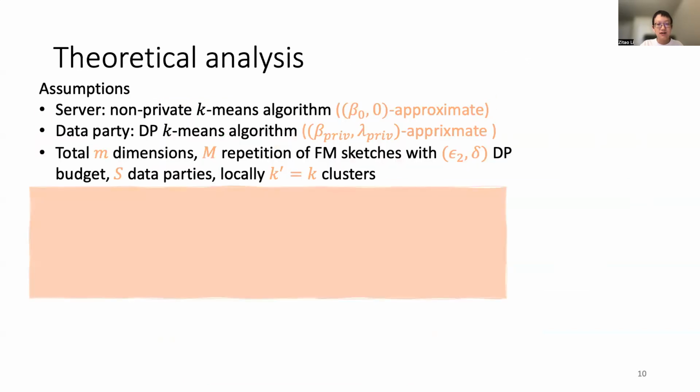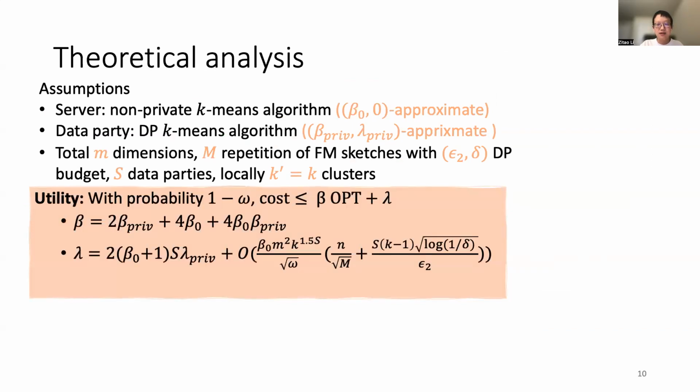We also derived the cost upper bound for our method. According to our result, the multiplicative factor will be like the following. So if both beta prime and beta 0 are close to 1 according to the latest result, then our final beta will be close to 10, which is slightly larger than for the non-private algorithm. In addition, the additive error will grow with both the number of centers and the number of parties involved.